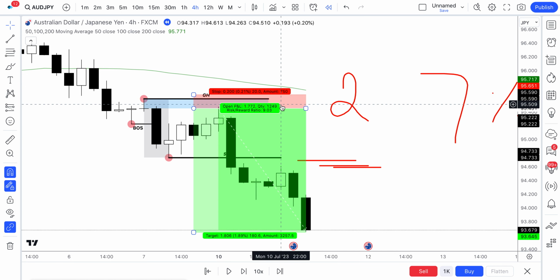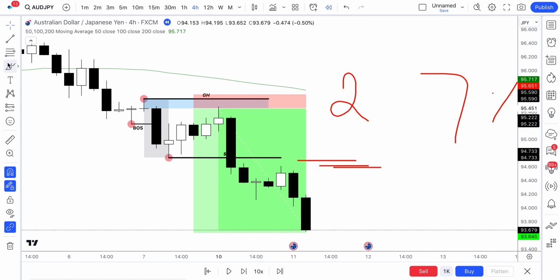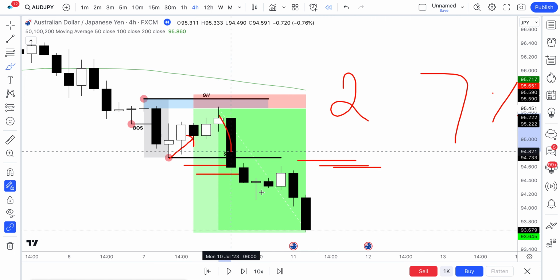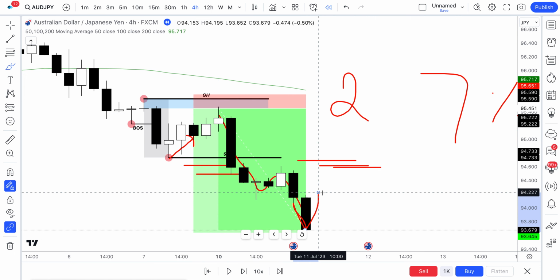Trade recap. And you can see ultimately, any buyers that are retail traders that are trying to get in this market too early, their stop losses are going to be below here. And that's where the institutions are going to look to run those orders.